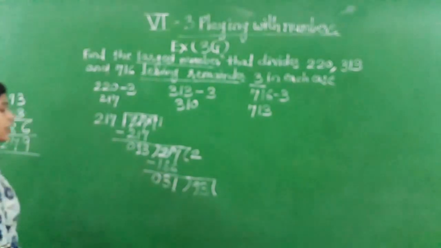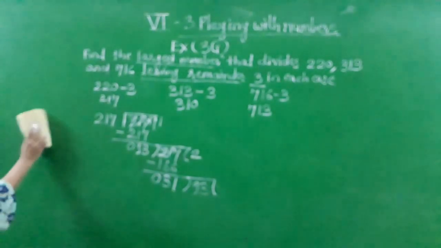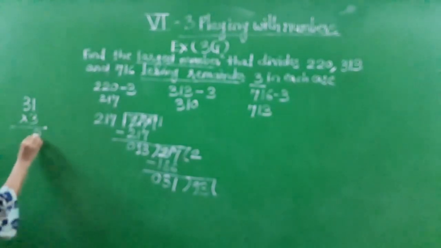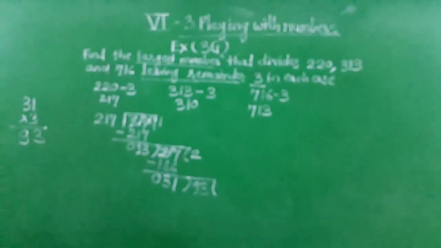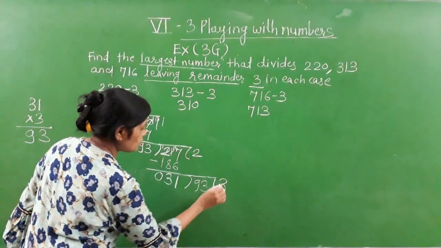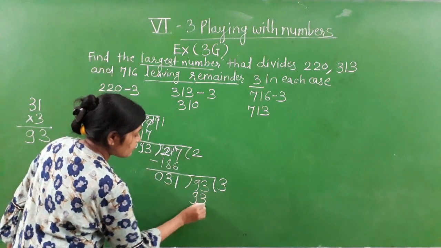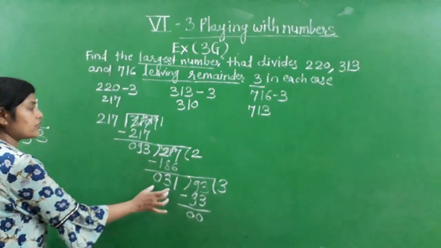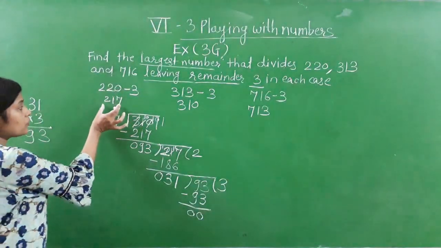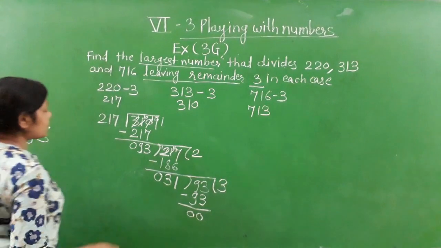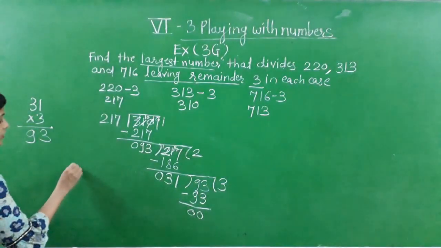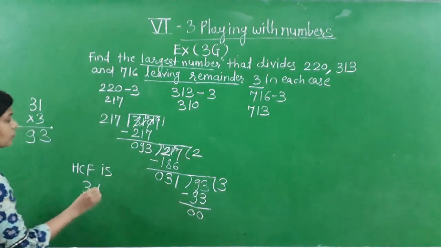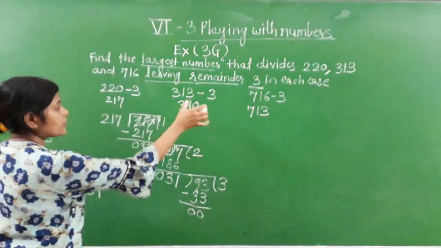Now we'll see directly we can go, that is 31 3s are 3, 1s are 3, 3 3s are 9. Means 3s are directly division can be possible. So 31 3s are 93, that is 0 0. It shows that 31 is the HCF of 217 and 310. So here we can write it HCF is 31 of 217 and 310.